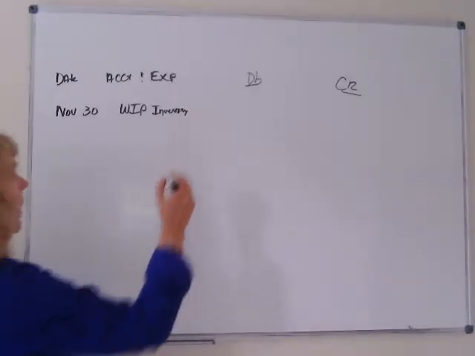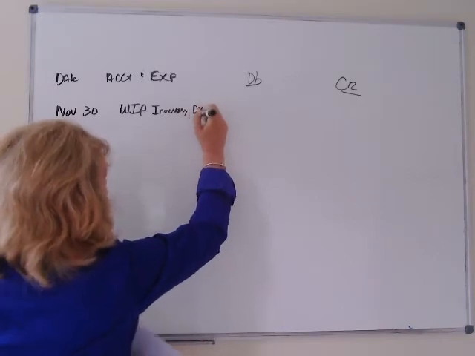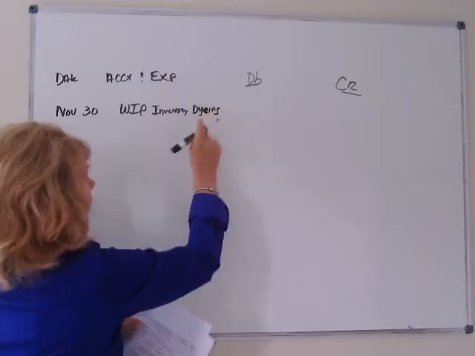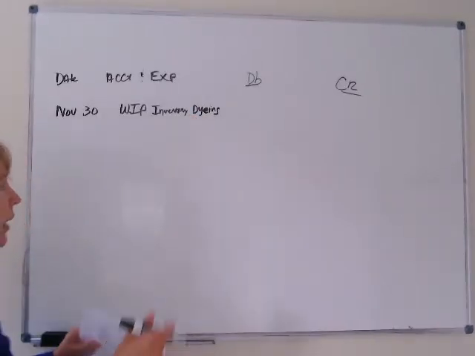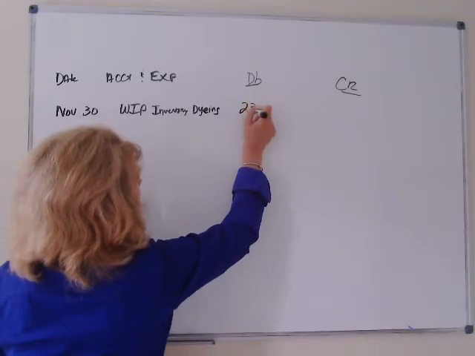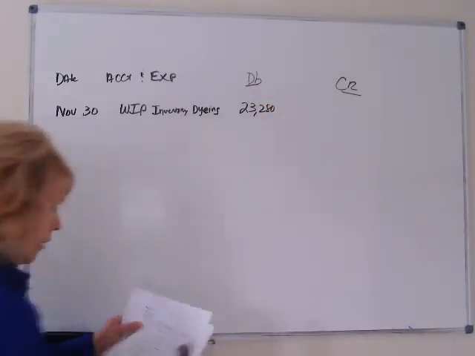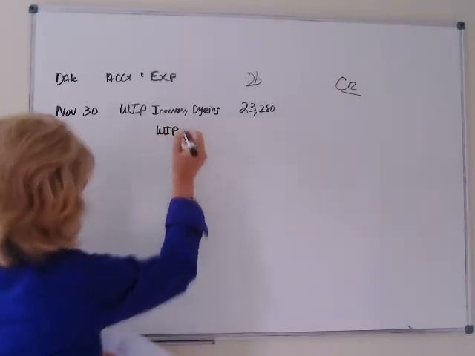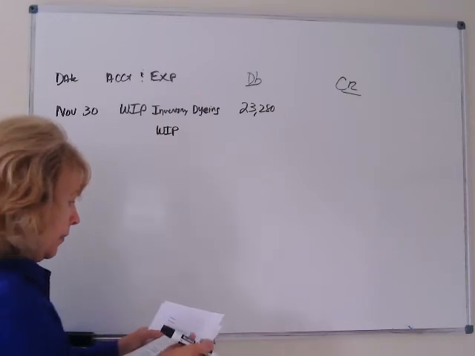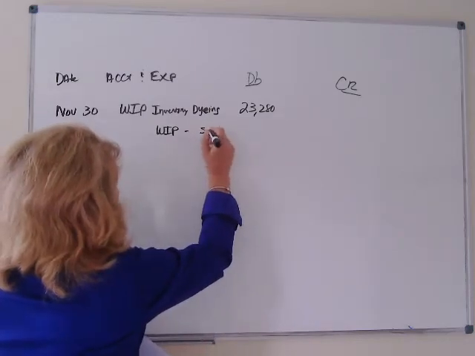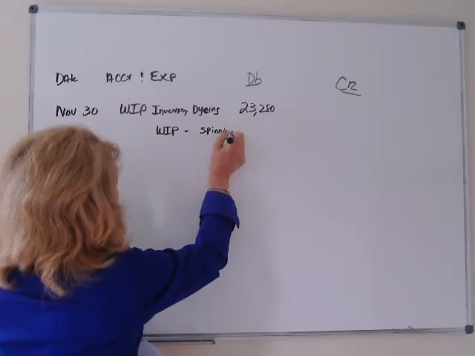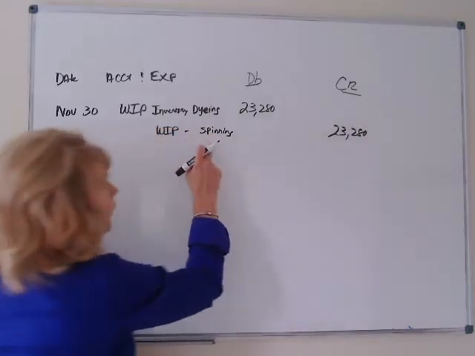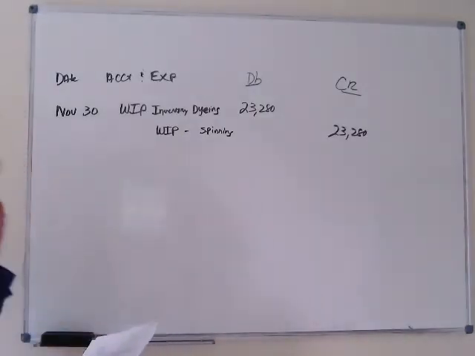Okay, the new department that it's going to, this is why you're debiting this account. Pay close attention when you work in the lab. Debit the dyeing department. The reason being is it's just going into this department. It is coming out of the spinning department. So WIP, okay, spinning. When you're crediting this account, you're decreasing it. You're taking it out of that department.